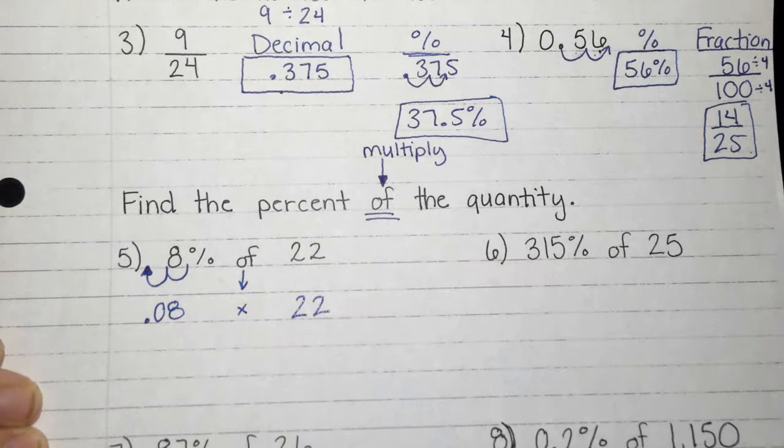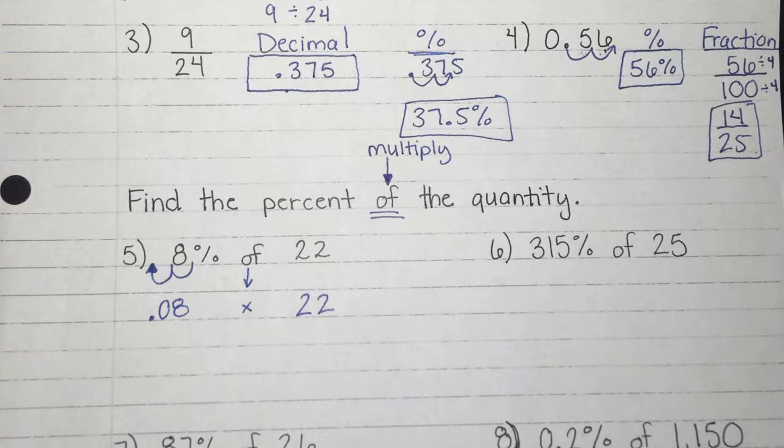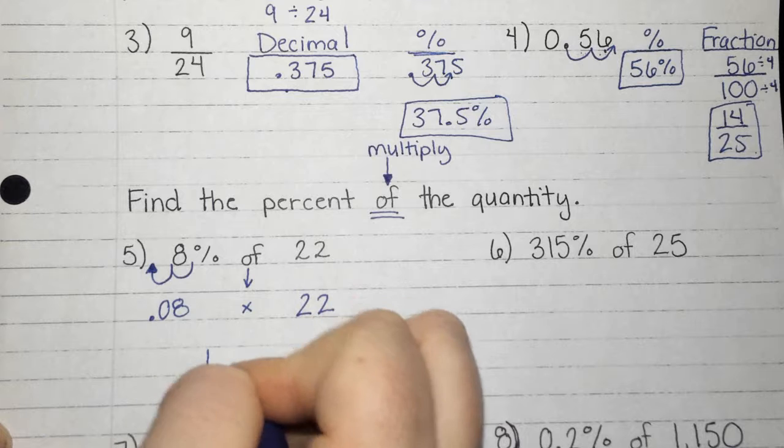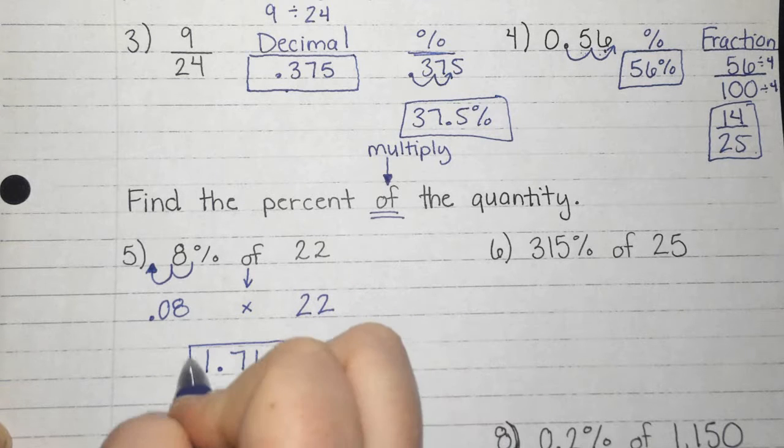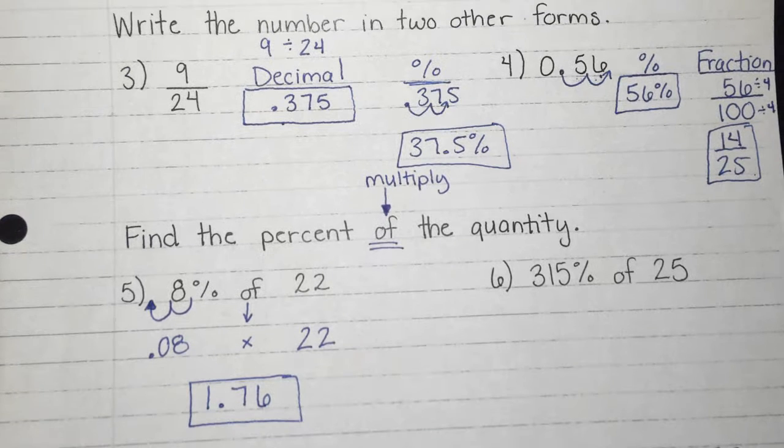All right, ta-da. Now you're ready. 0.08 times 22. What do we get? Sol. Let's make sure we're typing in 0.08. All right, make sure you type that in correctly. What did you get? Ethan. 1.76. 1.76. That sounds correct.